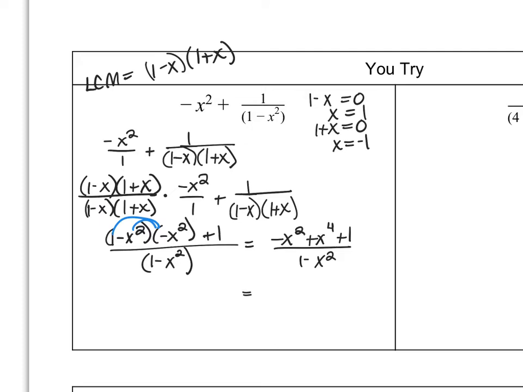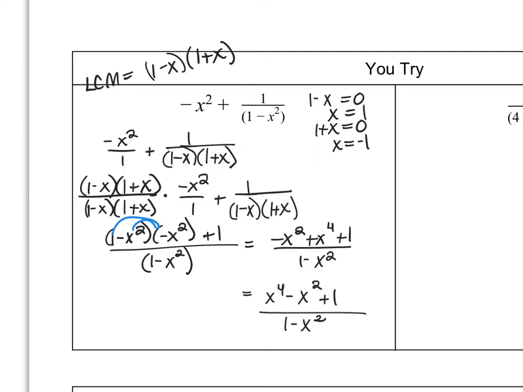I could at least rearrange my order so that my terms are going from x to the power of 4 to x to the power of 2 to my constant term. And there we go. And I know that my answer is simplified because my numerator and my denominator have no common factors other than 1.